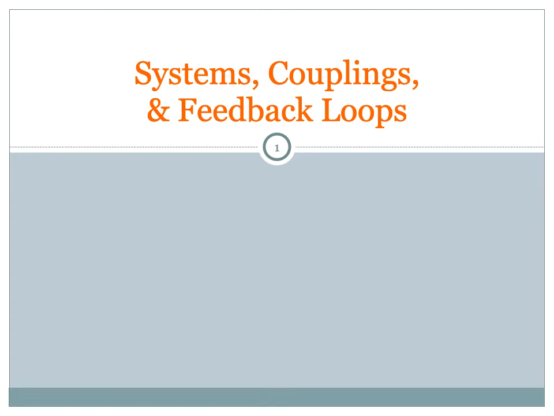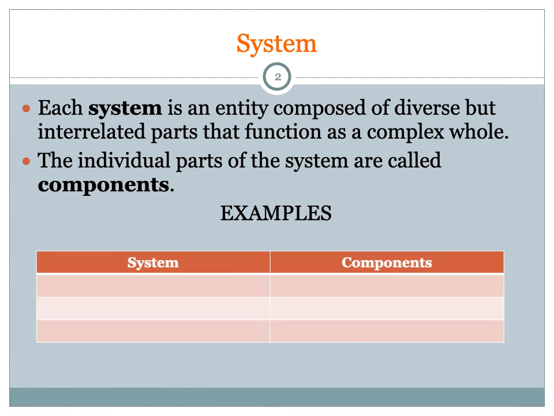Hi, let's talk about systems, couplings, and feedback loops. Each system is made up of interrelated parts or components. For example, let's consider the cardiovascular system.